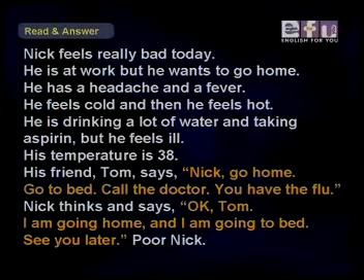Read and answer. Nick feels really bad today. He is at work, but he wants to go home. He has a headache and a fever. He feels cold, and then he feels hot. He is drinking a lot of water and taking aspirin, but he feels ill. His temperature is 38. His friend, Tom, says, Nick, go home. Go to bed. Call the doctor. You have the flu. Nick thinks and says, okay, Tom, I'm going home and I'm going to bed. See you later. Poor Nick.